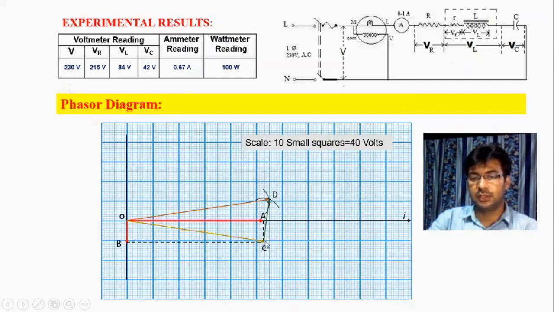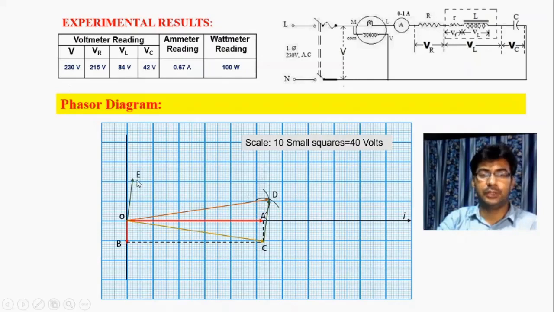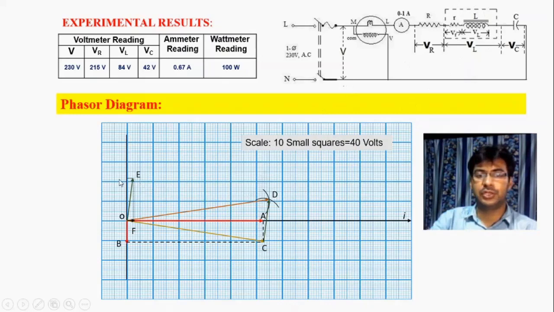Now shift this line CD to the origin. Now from point E, draw projection on the x-axis. This OF will be the phasor representation of the voltage drop due to the internal resistance of the choke coil. Now if we draw projection on the y-axis from the point E, then OZ will represent the voltage drop across the inductive part of the choke coil.